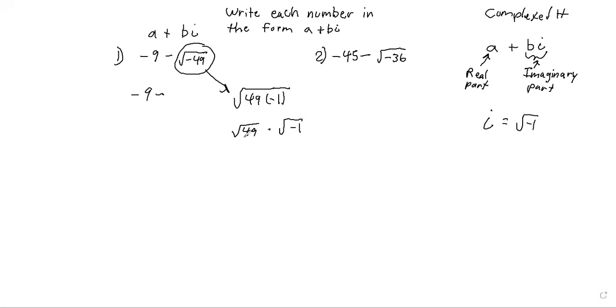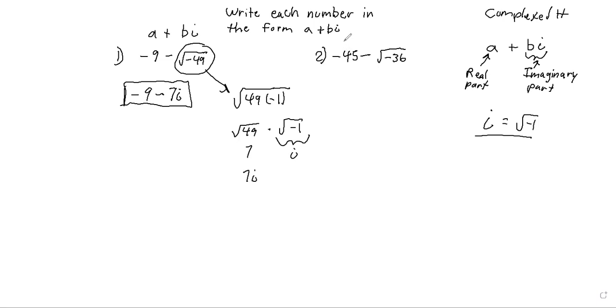Now we can simplify. The square root of 49 is 7, and the square root of -1, as we know, is our new number, i. So the square root of -49 is equivalent to 7i. We can replace that square root of -49 with 7i to put it in this a + bi format, and this is our answer. Now let's get a little more practice doing this.